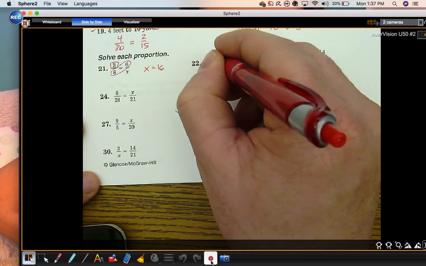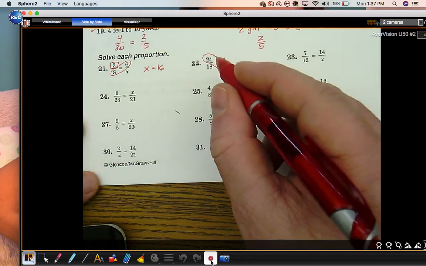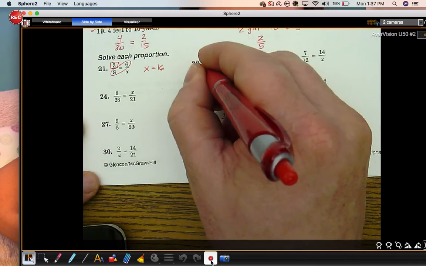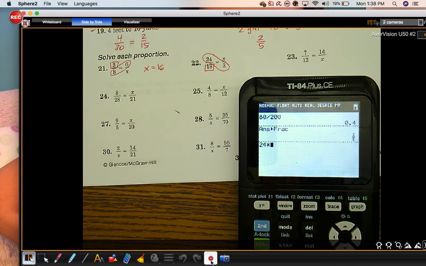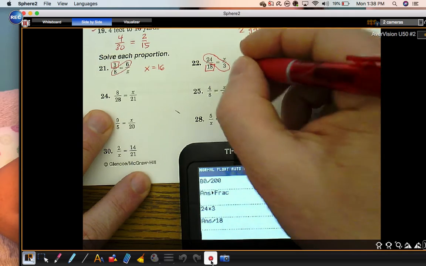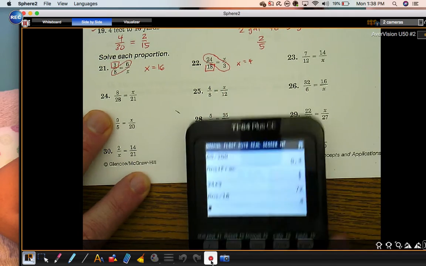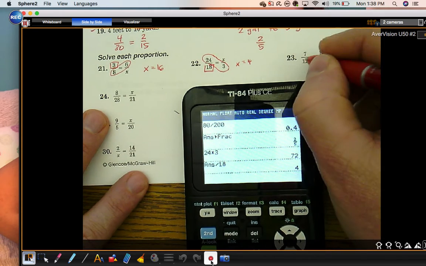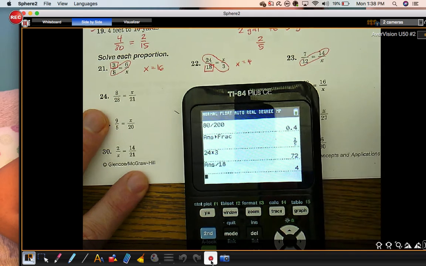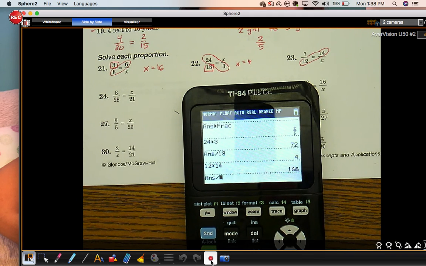Number 22, same idea. Cross multiply. Your cross products are going to be equal. 24 times 3, divide by 18. For number 23, we're going to take 12 times 14 and divide by 7.